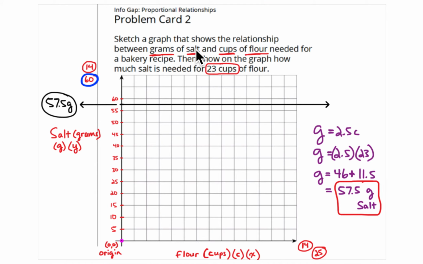All right, so let's fix the axes. And this is okay to do. You know, you have to redo things and think through things. It's okay. So I'm focused on this 57.5 grams.